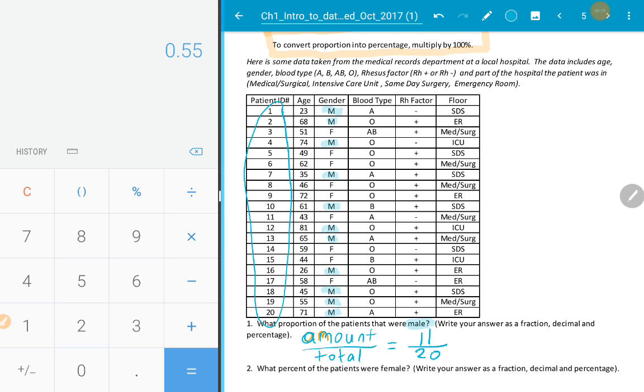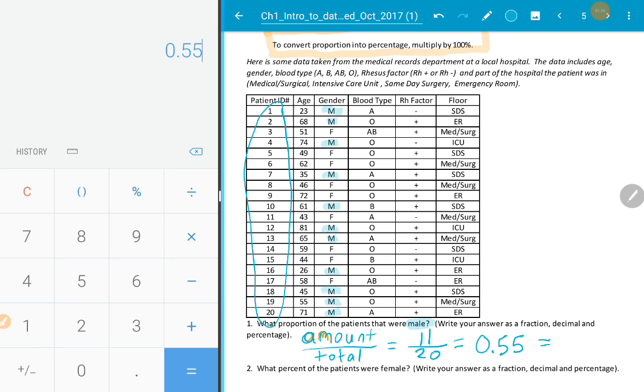Now I want to convert that to a decimal. To do that, I just change that fraction bar to division. So I do 11 divided by 20, and I get 0.55.